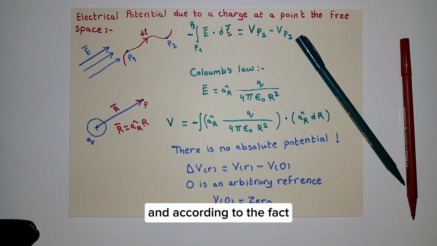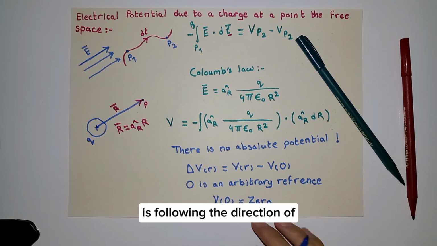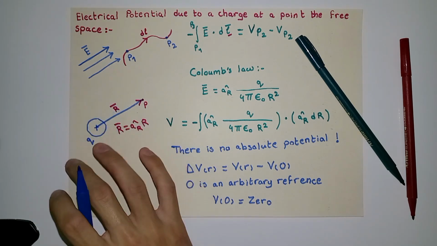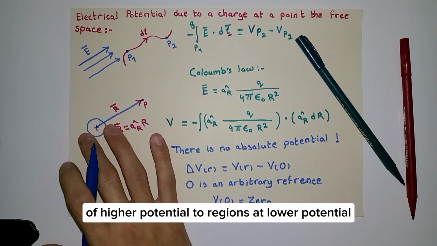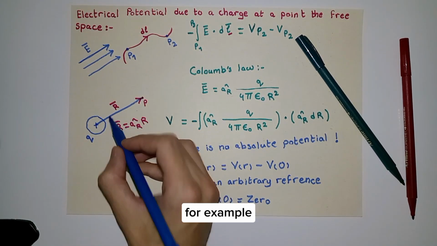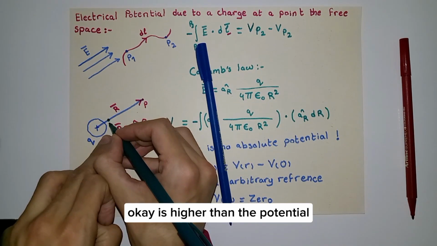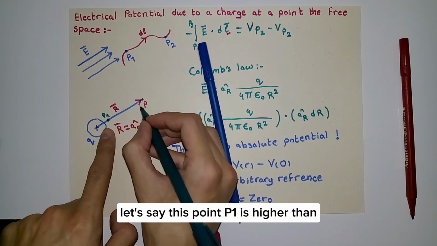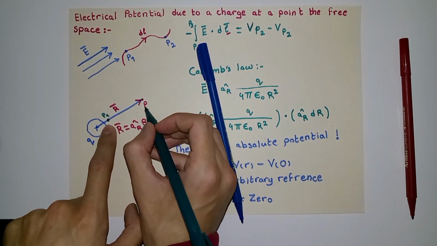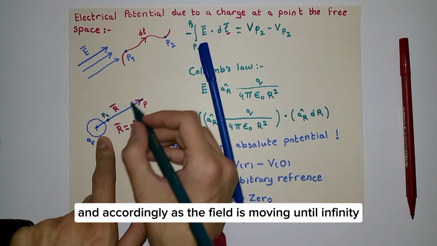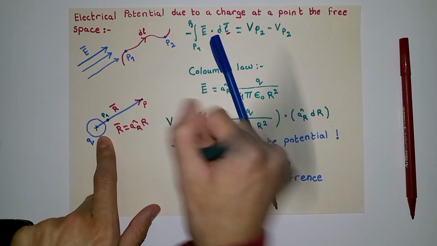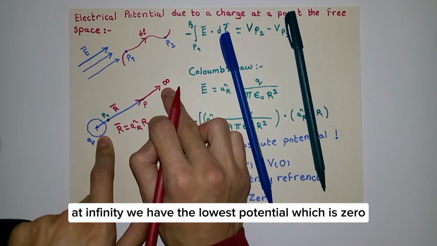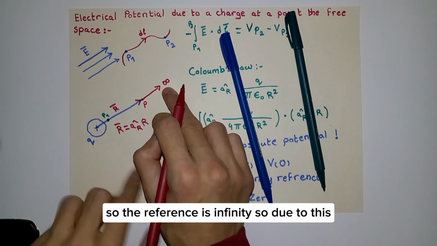And according to the fact that the electric field is following the direction of decreasing electric potential, or to articulate this differently, the electric field is moving from regions of higher potential to regions of lower potential, the potential at this point, let's say this point P1, is higher than at this point P. And accordingly, as the field is moving until infinity, at infinity we have the lowest potential, which is 0. So the reference is infinity.